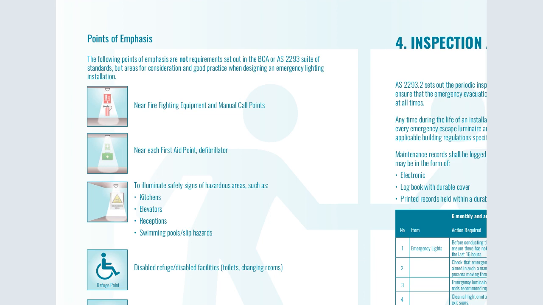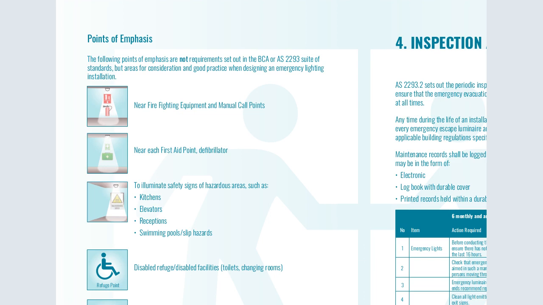So new firefighting equipment and manual call points. This is the way they're supposed to be illuminated. You can see the emergency lighting is directly up, so that in case of any emergency, they can be lit fully. And then near each first aid point distributor, and then we have to illuminate the safety signs of hazard areas such as kitchens, elevators, receptions, swimming pools, or the slip hazard.